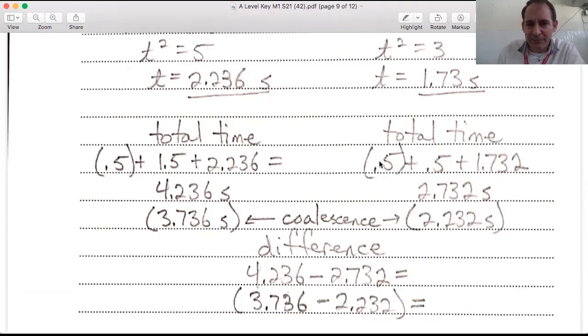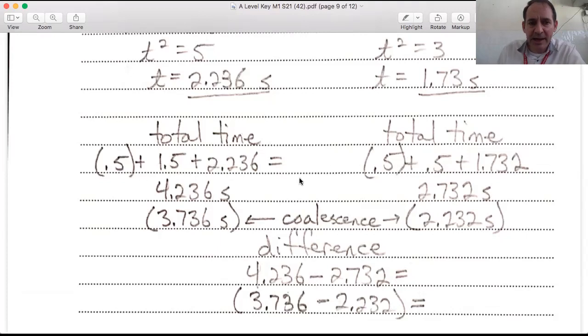So that's what the 0.5 is, the original collision time. Then the time that it takes the coalesced object to reach its final highest point by going up, and then the time it takes for the coalesced object to get back to the ground. You add all of those up and you get 4.236 seconds or 2.732 seconds.